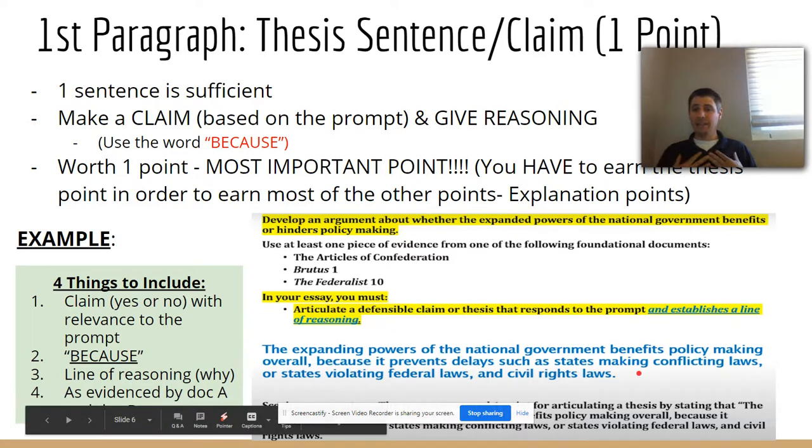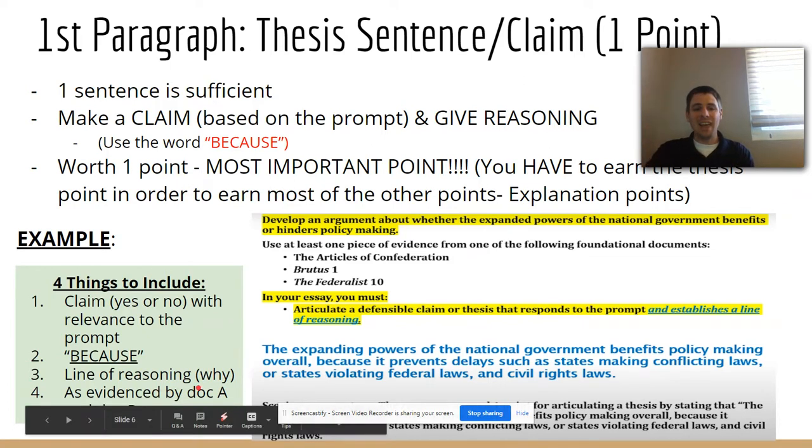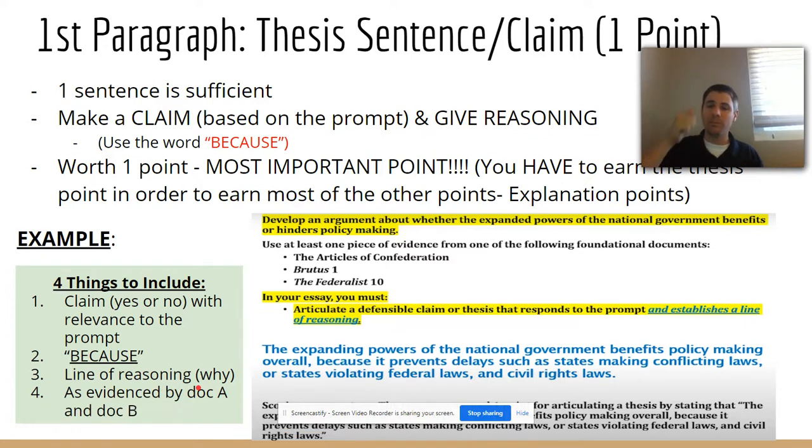Now, in mine, I want you to have the line of reasoning. That's the third part. The fourth part I also want you to say is as evidenced by the 2 documents that you choose from. And again, one of them's got to be from the required list of 3. That's going to be in your prompt. The second you can use from any of the other documents, a Supreme Court case, whatever.